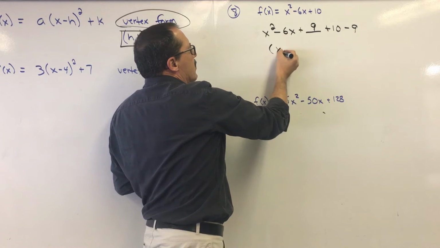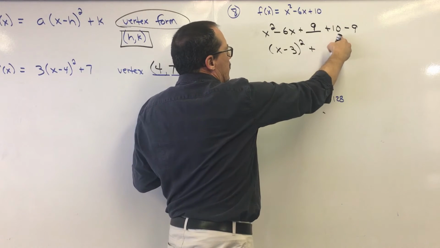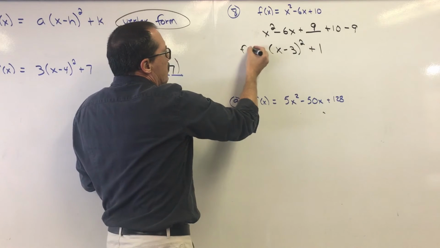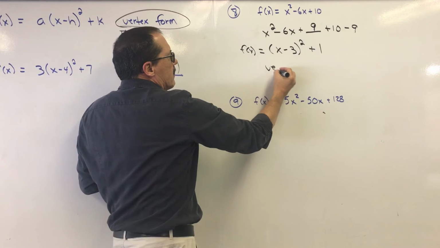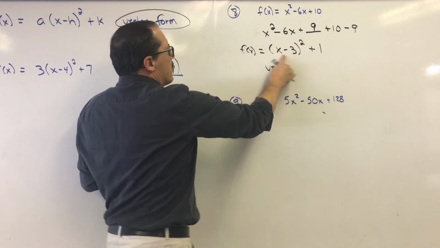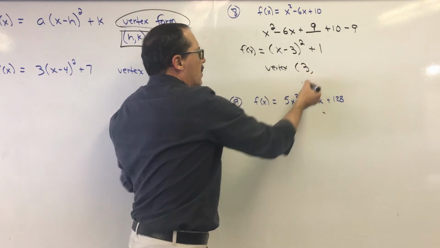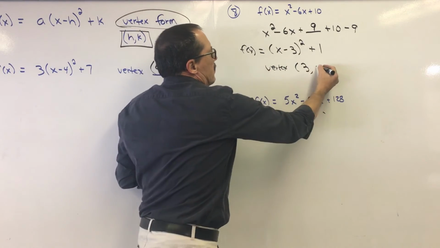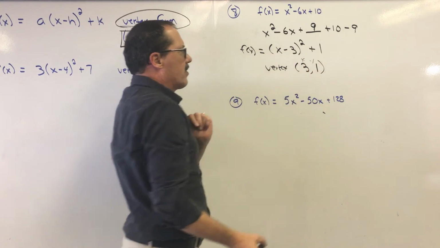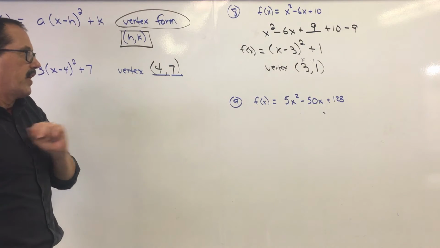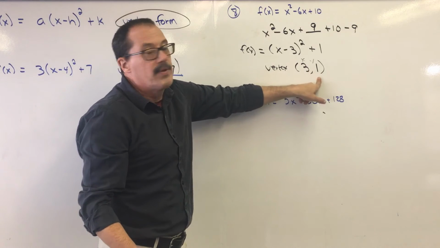So then we get x minus 3 squared, and then this would be plus 1, and this would be f of x equals. So that means my vertex, this is inside, so this is my h, so my h is 3, and this is my k, which we call y. So if you graphed it, this would be your x and y, but I don't want to confuse you with that. If you graph this parabola, you'll find that the vertex is at 3, 1.